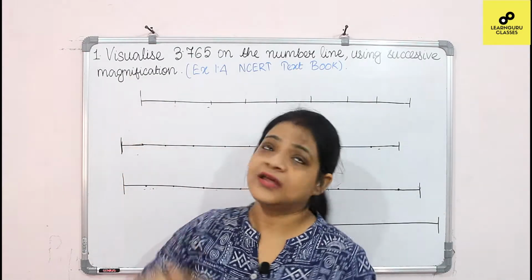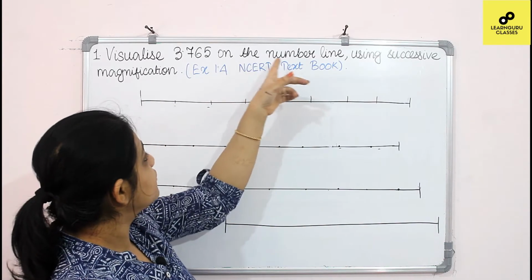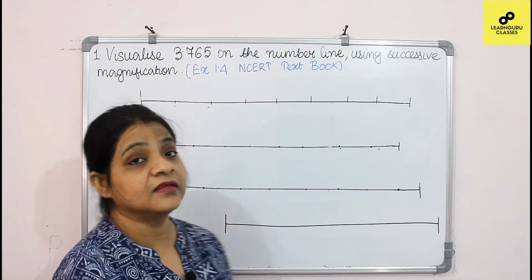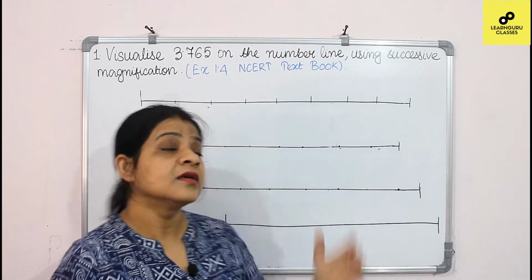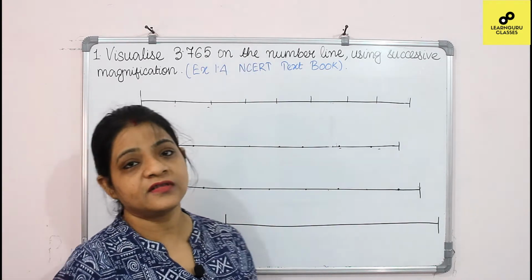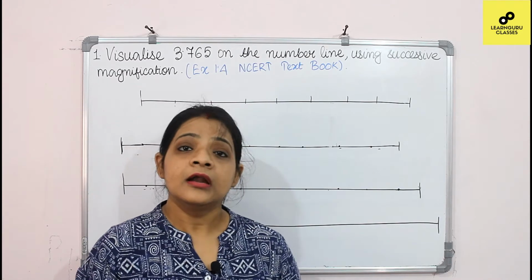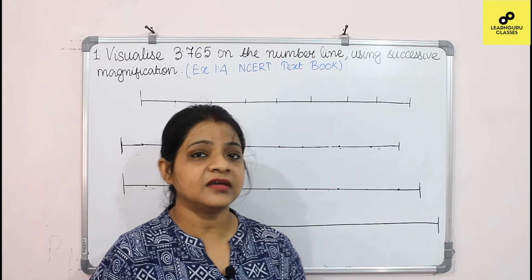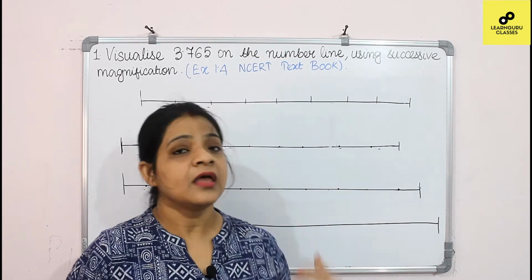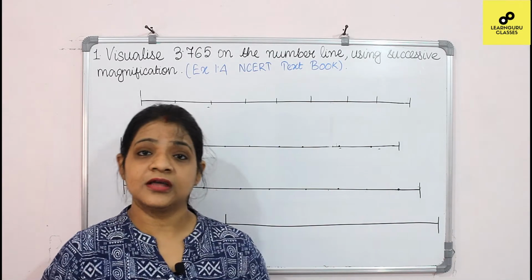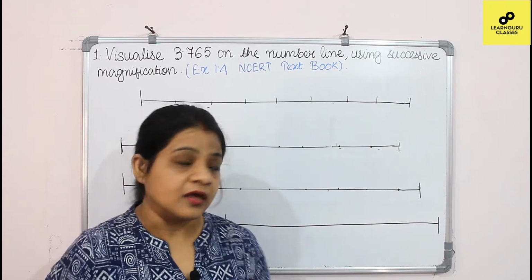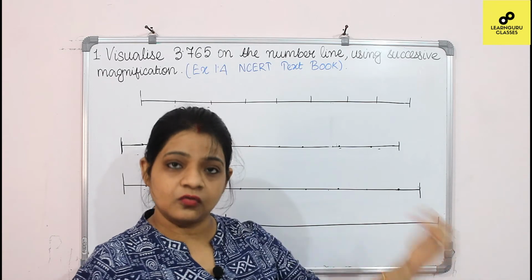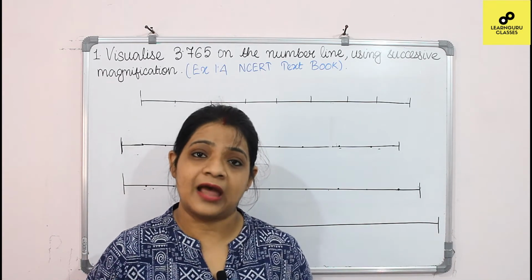This is the question that is given to you. Visualize 3.765 on the number line using successive magnification. That is, you are to represent 3.765 on the number line. So 3.765, what type of number is it? It is a decimal number having 3 digits after the decimal point. I have already drawn the number lines in advance so as to save our time.